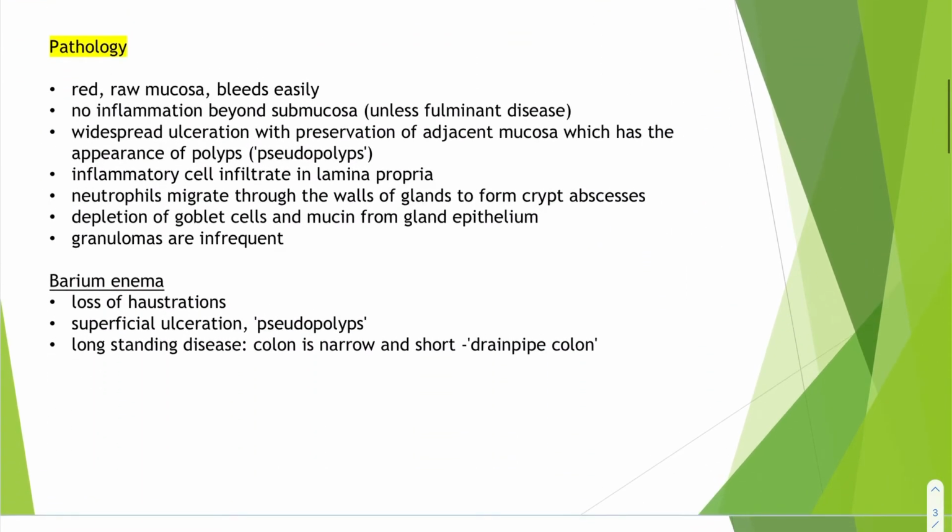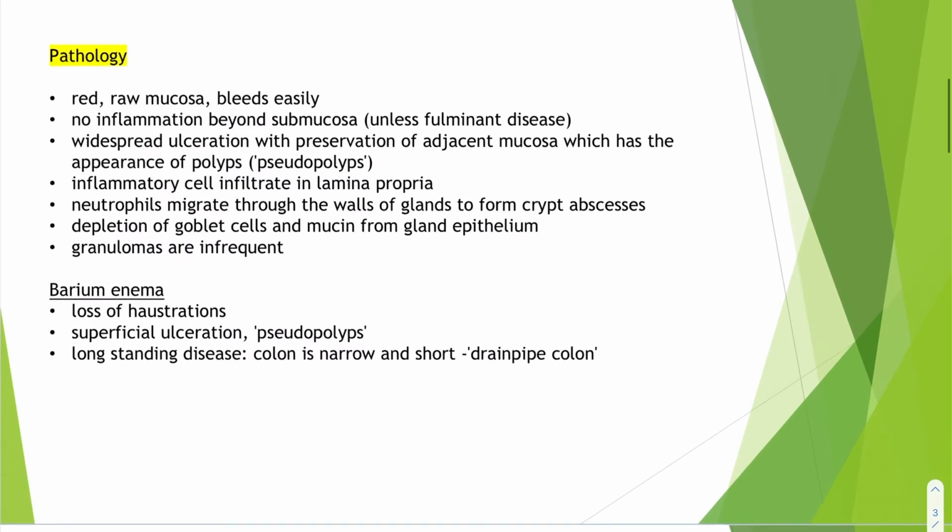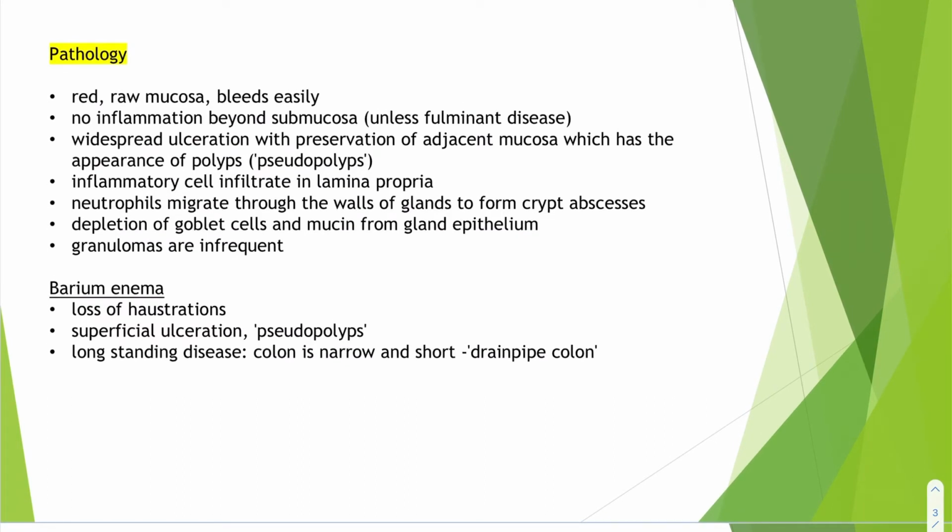So moving on, let's talk a bit about the pathology. If you do the colonoscopy, you may see red raw mucosa and that bleeds easily. There is no inflammation beyond the submucosa. So as I told you, that is a superficial inflammation, and we compare with Crohn's disease, where the inflammation extends to all three layers of the intestine.